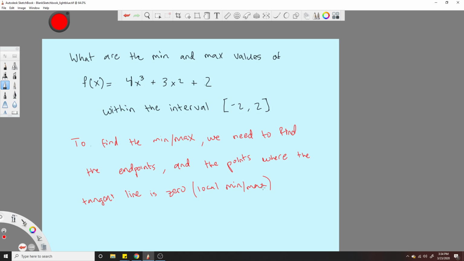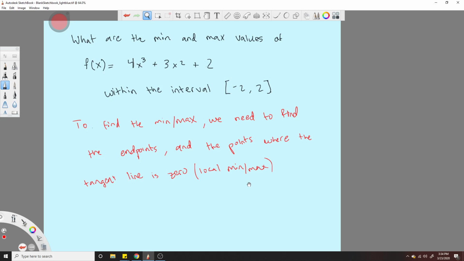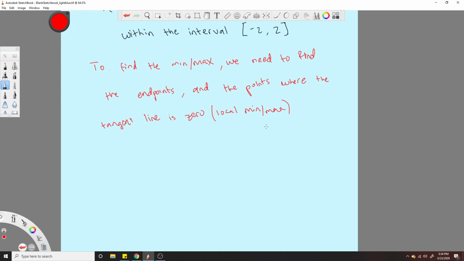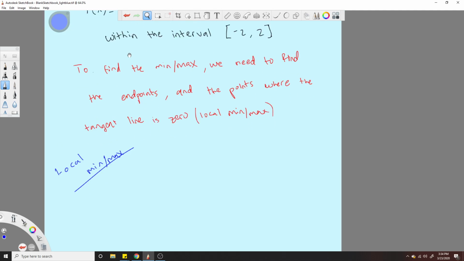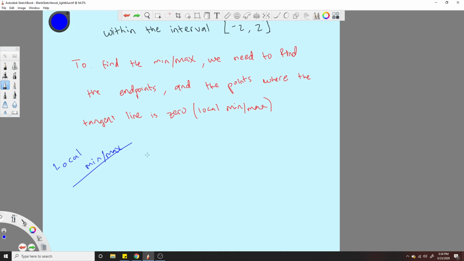Okay, so we need to find the endpoints. We need to find where the tangent line is 0. So let's find the local min and max. We'll call this the local min and max. To find the local min and max, you're looking for the tangent line, right? So you want the derivative. Remember, the derivative of any function is going to be the tangent line.